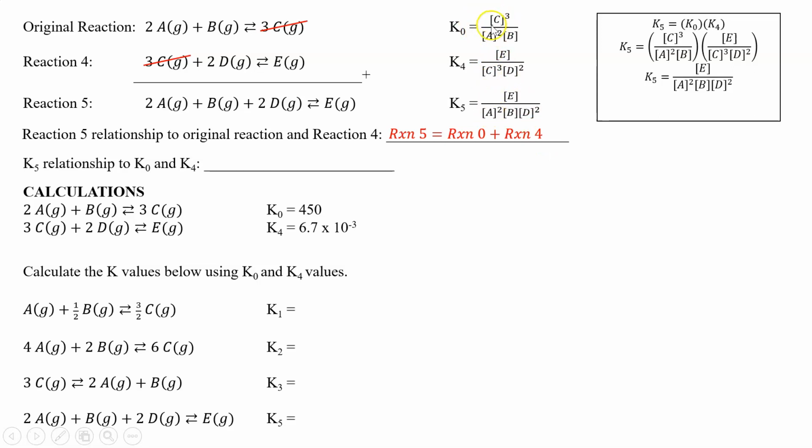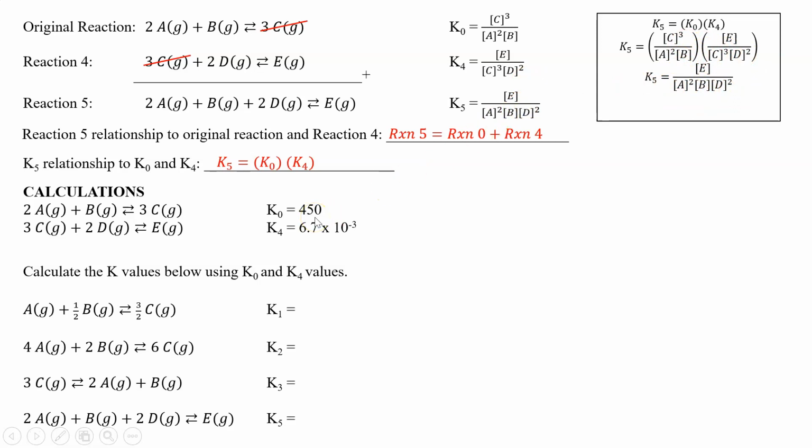The C cubed could be canceled out. If I multiplied these, I would just have E over A squared B D squared, and that's what we have. So K5 is actually K0 times K4, where K0 is represented by this expression, K4 is represented by this expression, and if we canceled out those C cubed factors, we would end up with this, which is equivalent to K5.